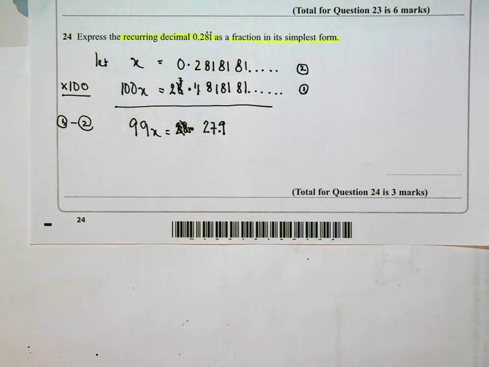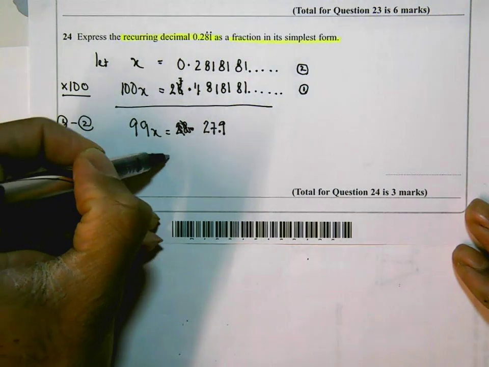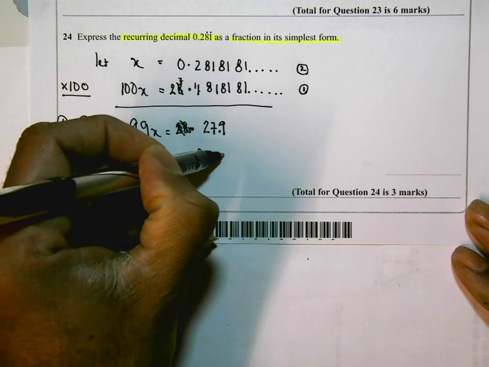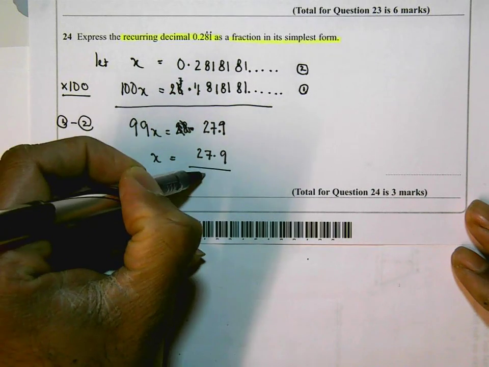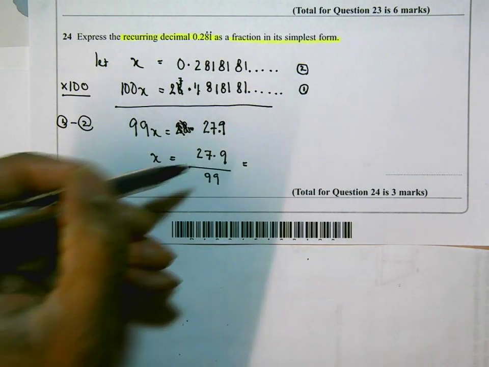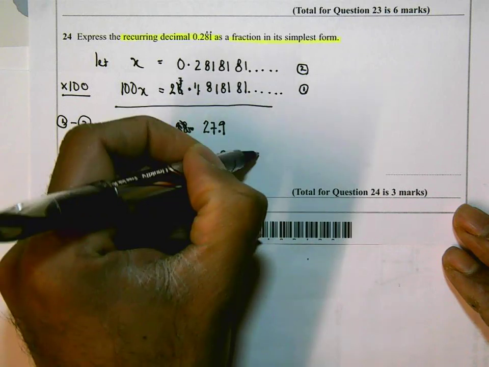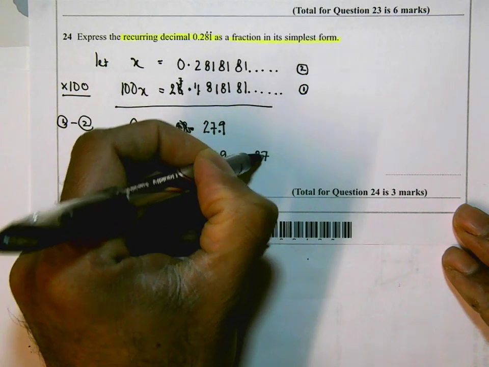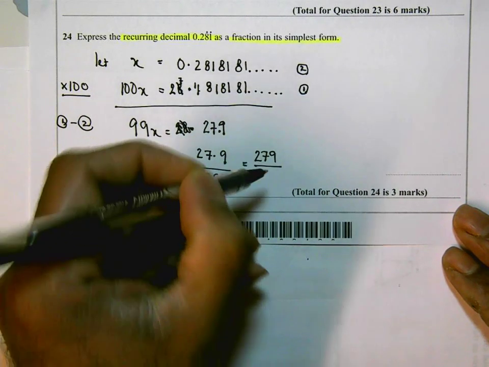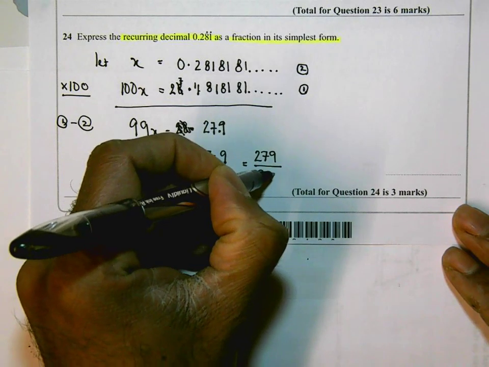Now 27.9, I want to write this as a fraction. So I'm going to divide by 99. I'll get 27.9 over 99. Now, that's not an ideal fraction, but to get rid of the decimal point from the numerator, I'm going to times it by 10, so I need to times the denominator by 10. 27.9 times 10 is going to be 279, and 990 at the bottom. So now that looks like a fraction.